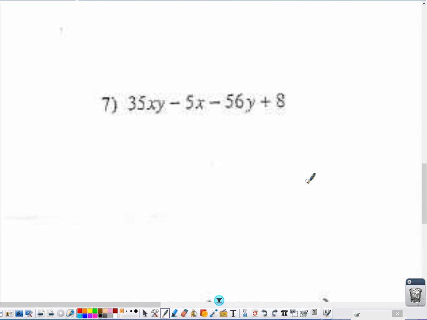Scroll down to number 7. I know, I'm going all over the place. For number 7, the reason this one is unique is because when I split it down into 2 different groups, I have a minus sign. And it's got this XY thing. So calm down, we'll get through it. We have a 35 here and a 5 there. So the left side has a 5 in common.